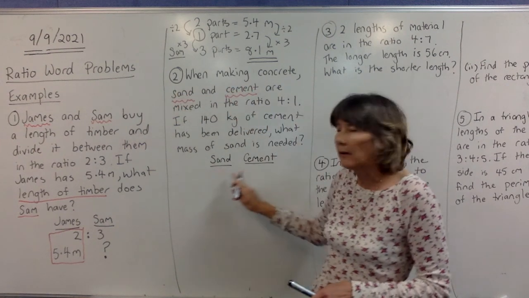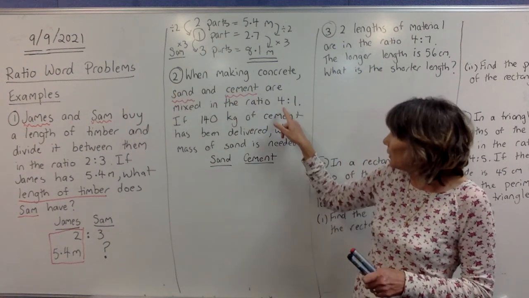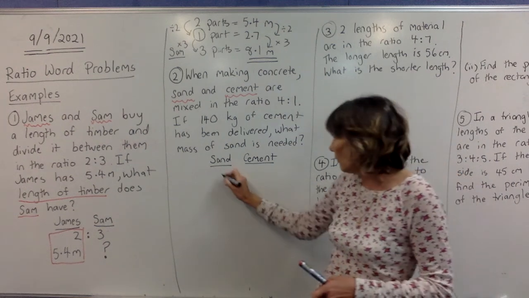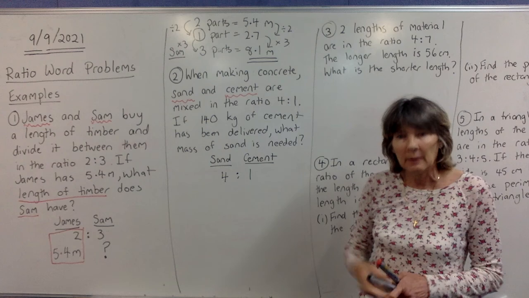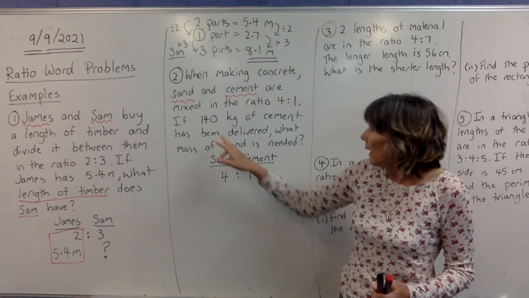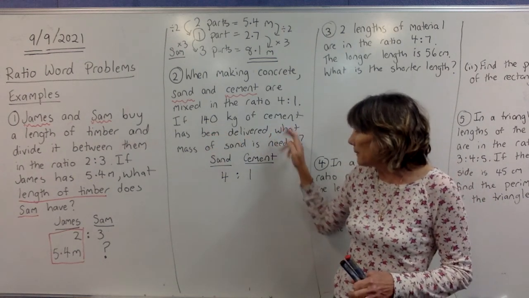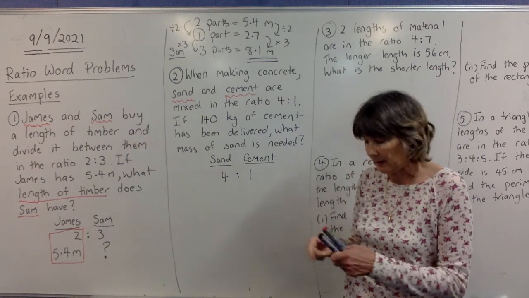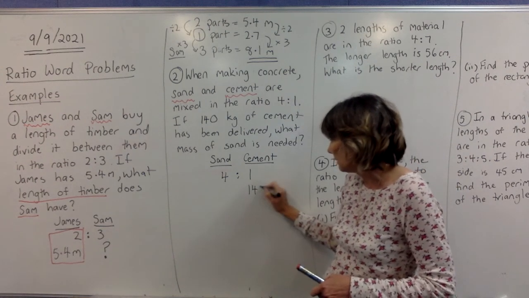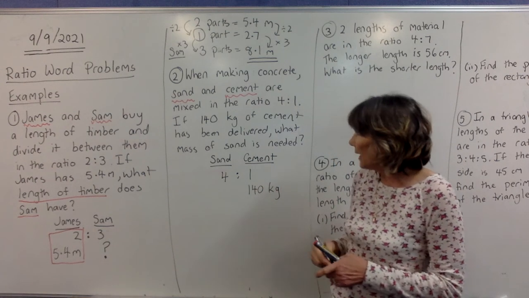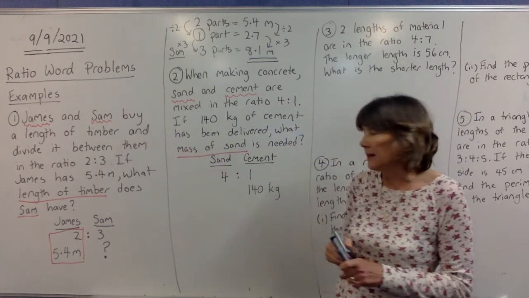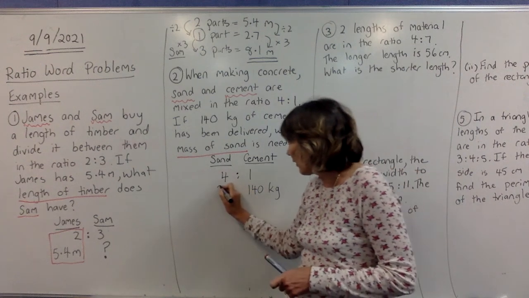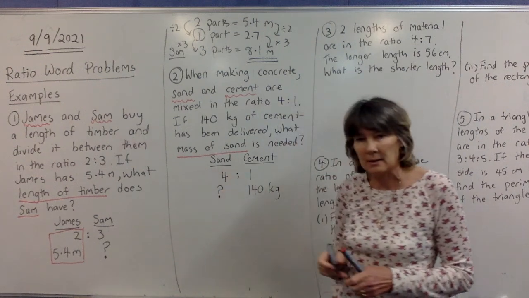they're going to be our headings. And the ratio they tell you is 4 to 1. So the 4 will go underneath sand and the 1 will go underneath cement. Then they tell you another number: 140 kilograms is cement. So we put it under here because that's our cement heading. And then the actual question says, what mass of sand is needed? So this is what we're trying to find out, the sand mass.